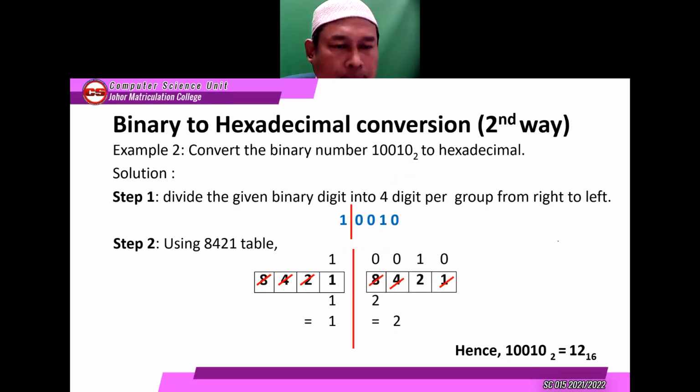Okay, next: 10010 in binary, convert to hexa. You must separate it into groups of 4 digits from right to left. So from right to left, group number 1 has only 2 values, and group number 2 has 1 value. So the answer for 10010 based on 2 converted to hexadecimal is 12 based on 16. All right.